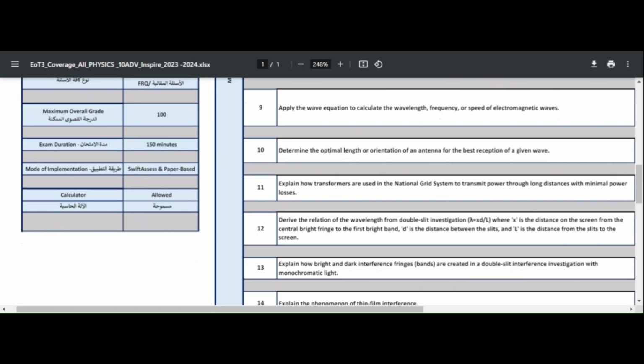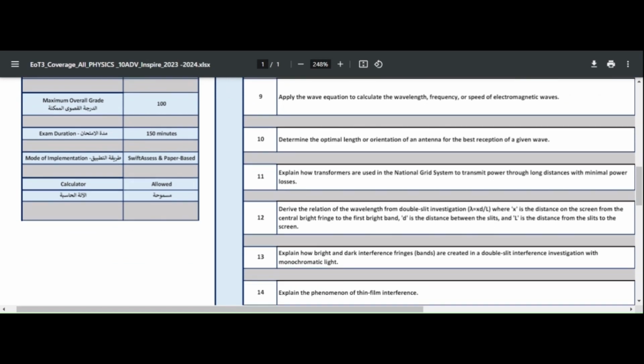Then in question 9, you have to use the wave equation to calculate wavelength, frequency, or speed of the electromagnetic wave. So this is a very straightforward question. C is equal to f times lambda. C is the speed of light, f is the frequency, and lambda is the wavelength. So you have to put in two of the values and find the third unknown value.